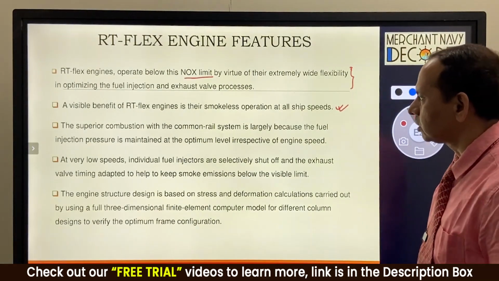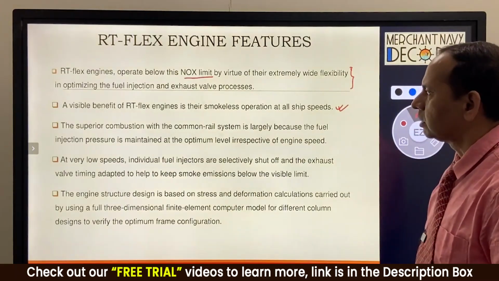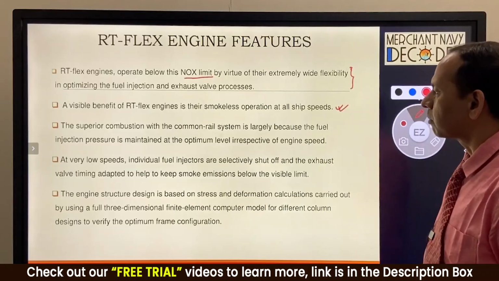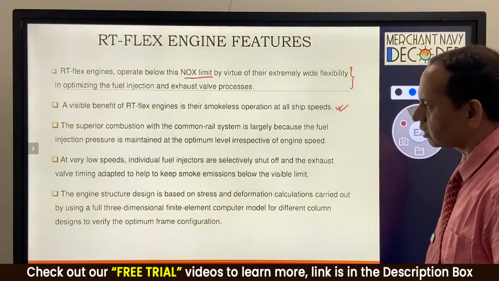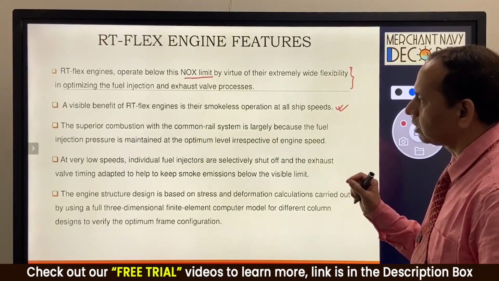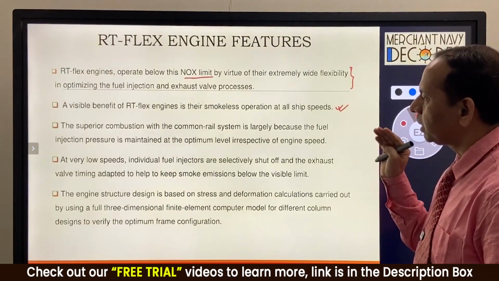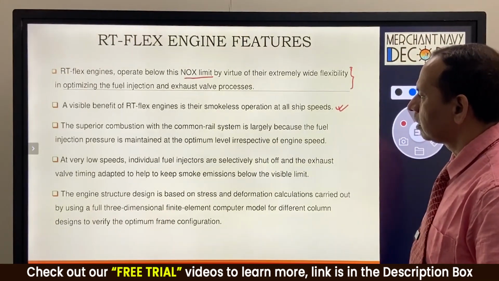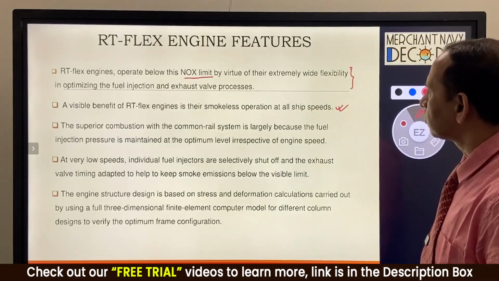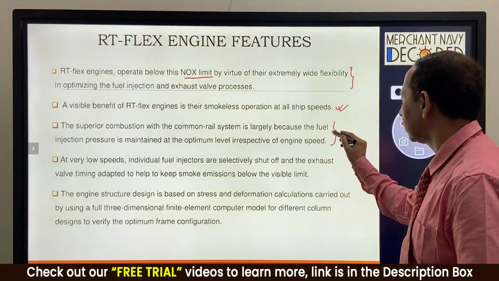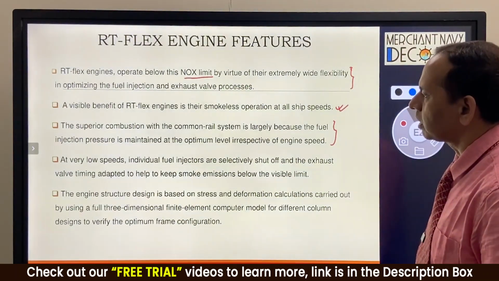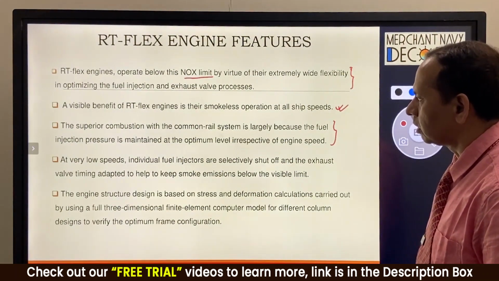The superior combustion with the common rail system is because the fuel injection pressure is maintained at all RPM, irrespective of load change or RPM change. This was not feasible in a cam engine, which was a big drawback, where the RPM actually decided the injection pressure, and that is the reason in those engines at lower load the injection suffered very badly.